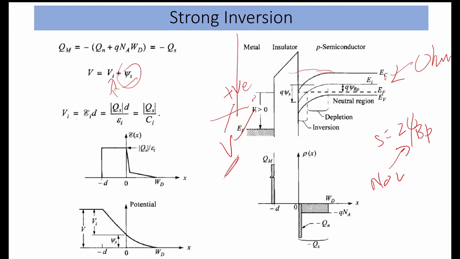So the voltage applied is equal to the band bending, okay. This is the band bending, so this much of the voltage, psi s, or the band bending at the interface or the surface, is psi s, okay. So the total voltage drop is equal to the insulator plus the semiconductor, okay. This psi s is the voltage drop in the semiconductor, and this is in the insulator.